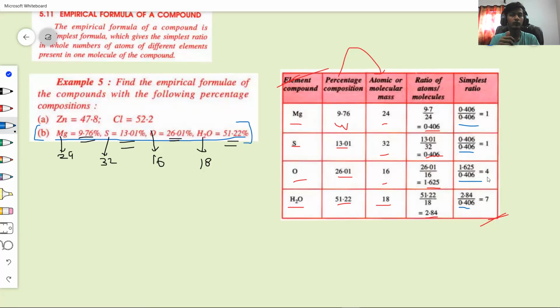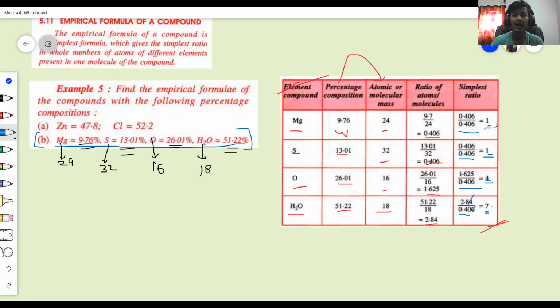We know that 0.4 into 4 will yield you 1.6, and therefore it will be 4. We know that 0.4 into 7 will give you 2.8. We ignore the decimal after 2, so after 2 it was 6, so we ignored it. And what we'll do, we'll just think logically. 0.4 into 7 will give you 2.8, therefore it will be 7, right? So now we have these numbers, the simplest ratio numbers.